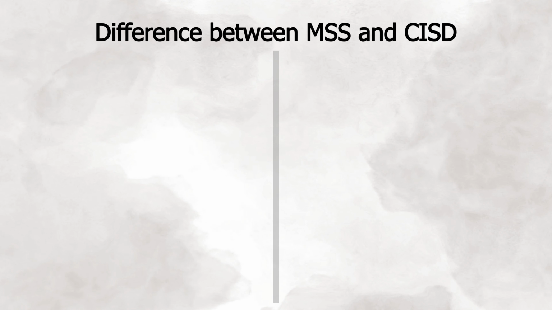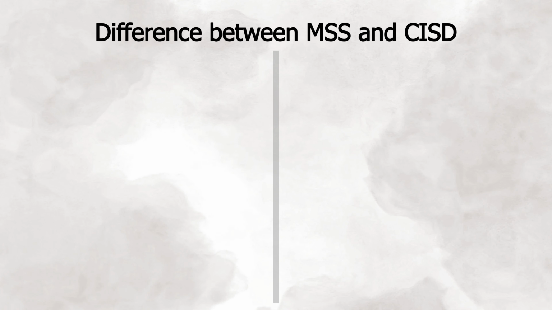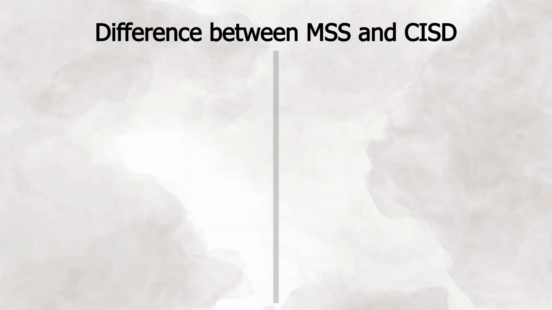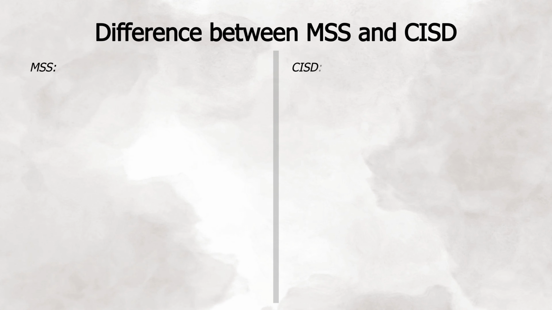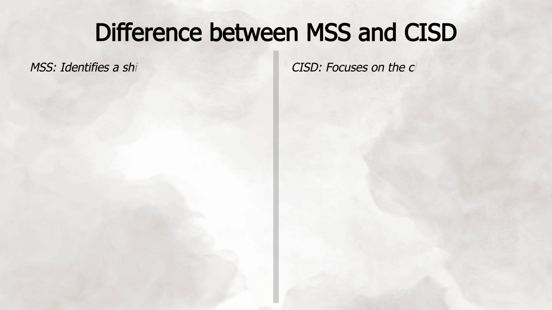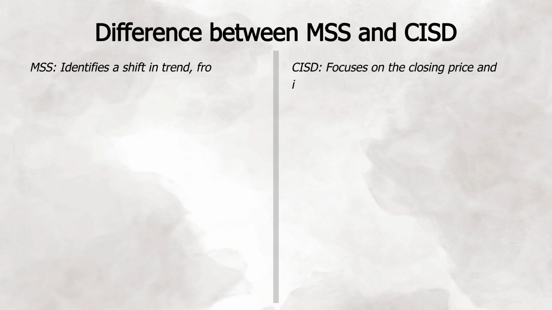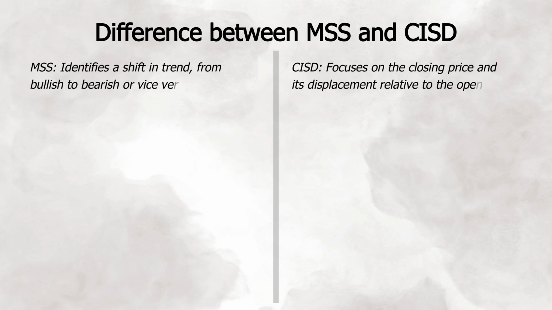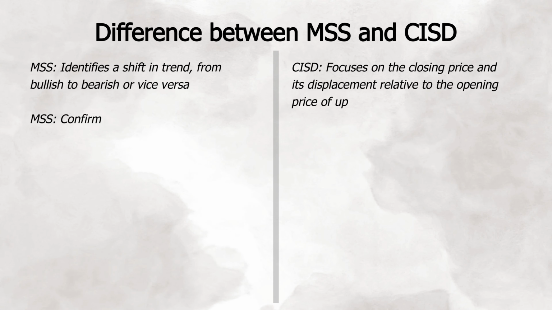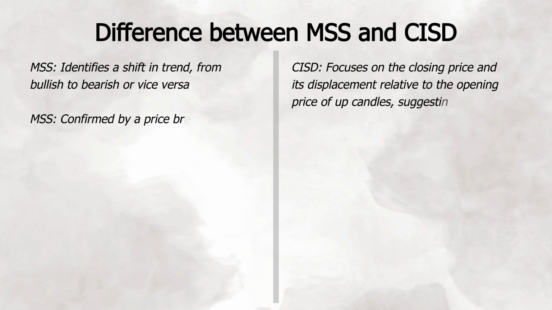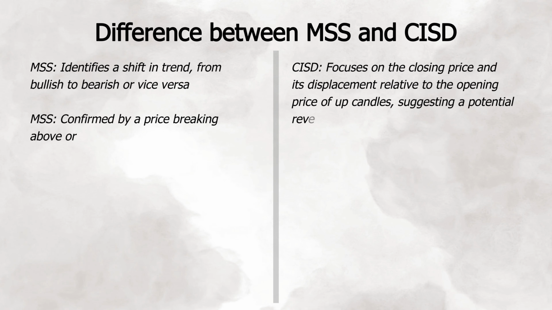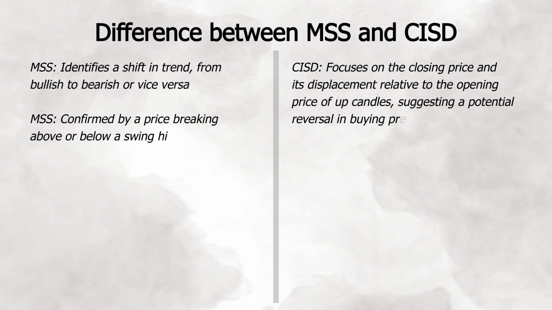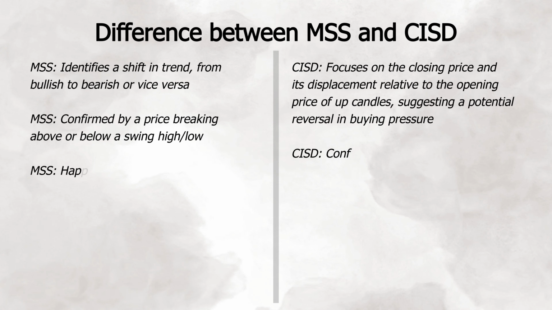Before we wrap up here today, let's revisit some of the key differences we covered in today's video, the difference between market structure shift and change in state of delivery. We have taken a look at a couple of examples today and how they played out under different scenarios using these two strategies. These two strategies are mainly used on a daily basis to help us identify the daily trend of buying pressure and selling pressure, and a trend shifting from bullish to bearish or vice versa.